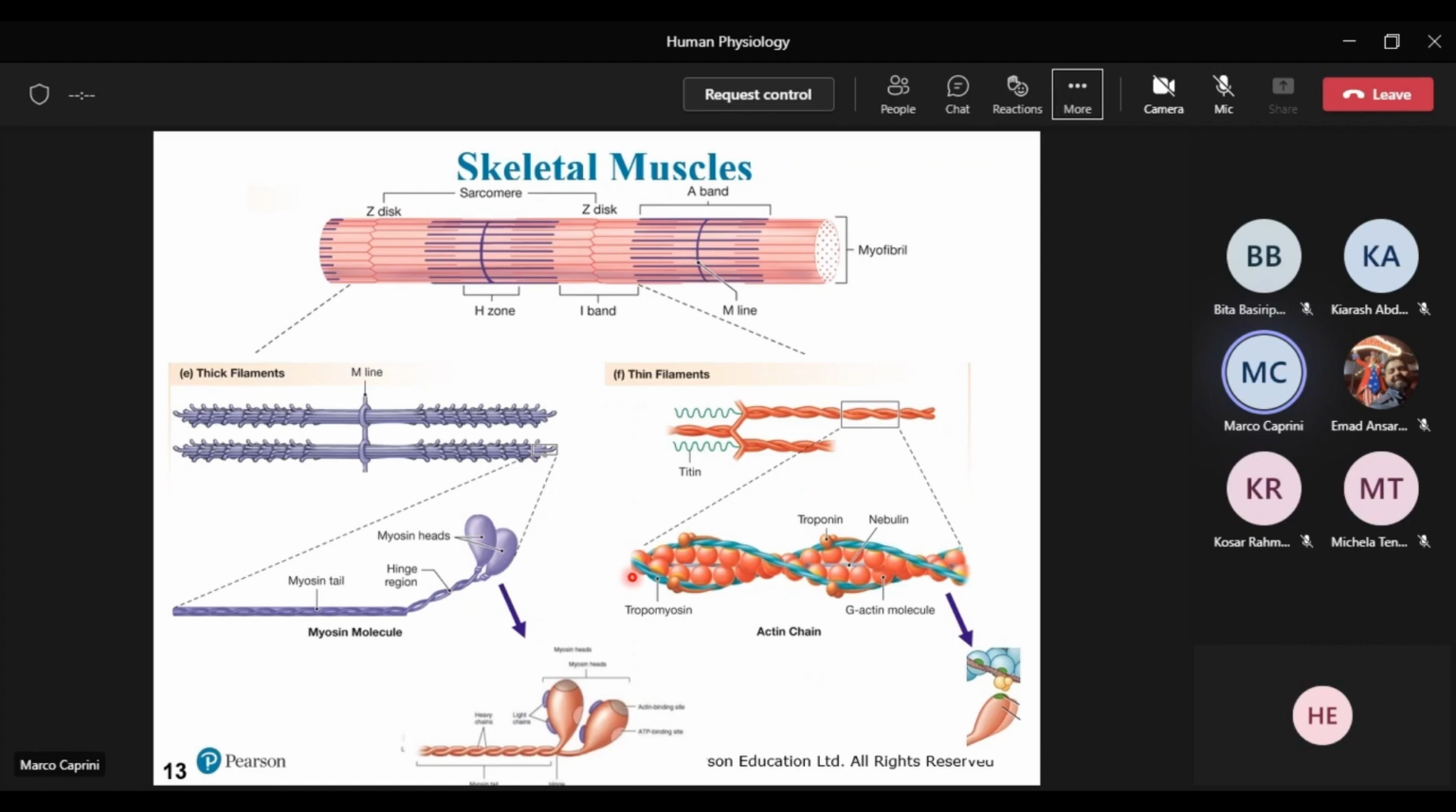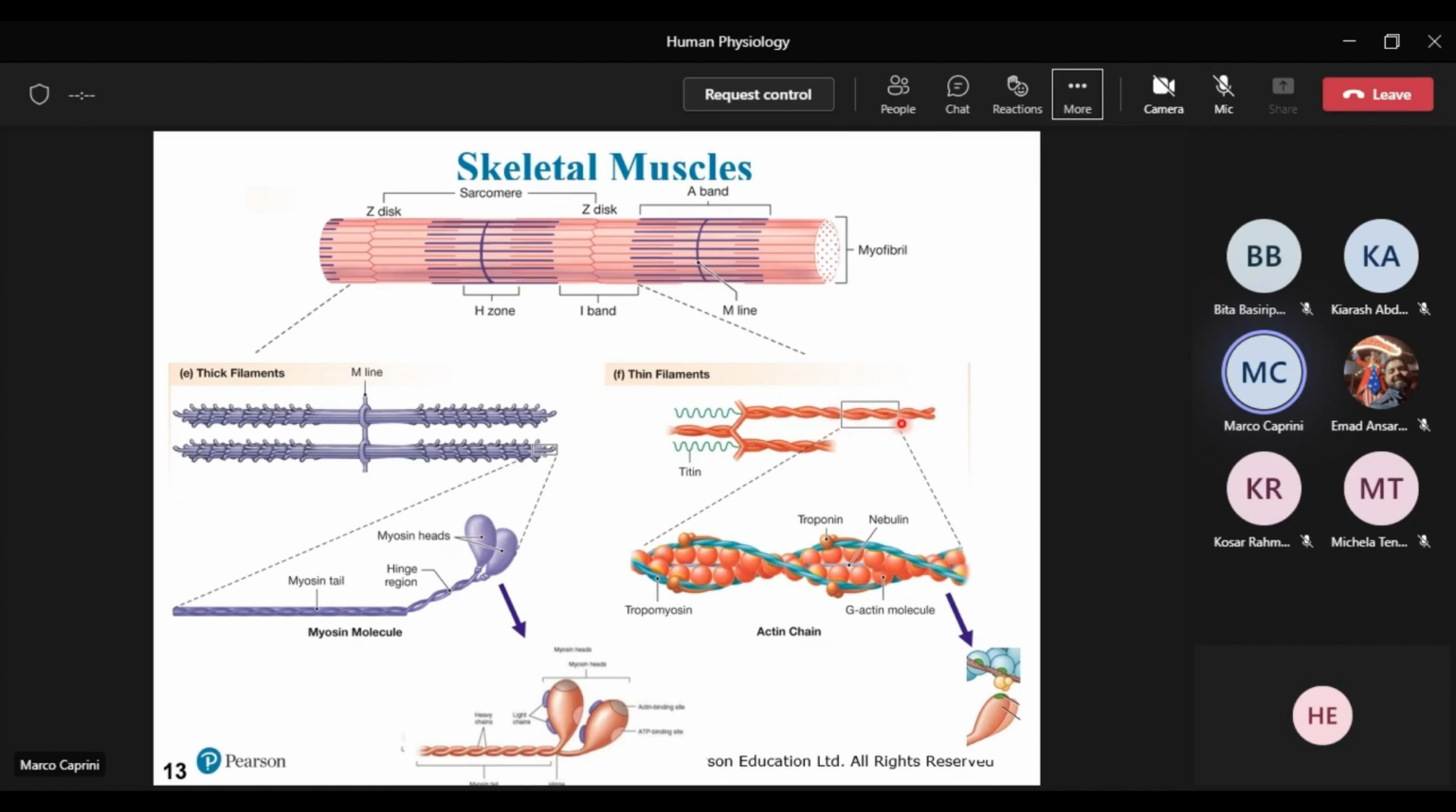Okay, like this, a double strand of F filaments constitutes the thin filaments. You can see here, but also here. Okay, this is an enlarged portion of this. And the actin here is made by F-actin. Okay, F-actin, double strand of F-actin.